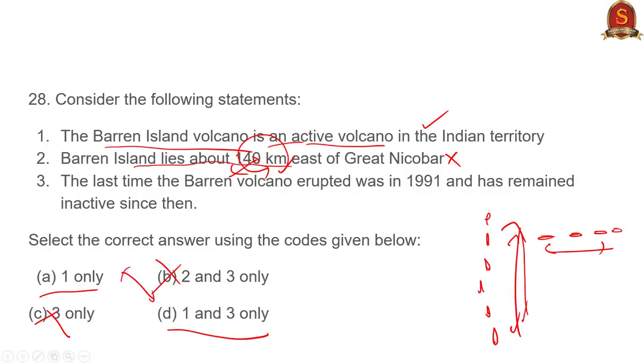Now, between options A and D, if you had followed current affairs for the last year, then you can get statement 3 easily. The last time Barren volcano erupted was in 1991 and it has remained inactive since then. Now, this was actually in the news. In the month of January, Barren volcano had an eruption, and only based on that this question was framed. So the answer is D for this. So just by having the preliminary understanding, 2 options can be easily eliminated.